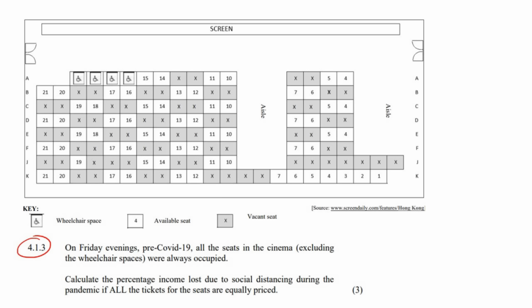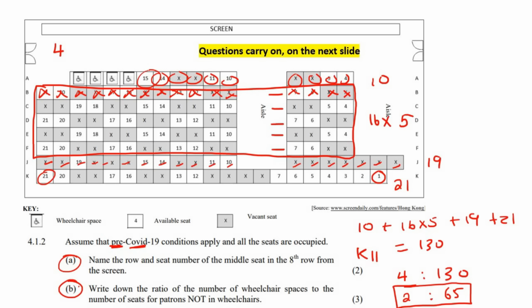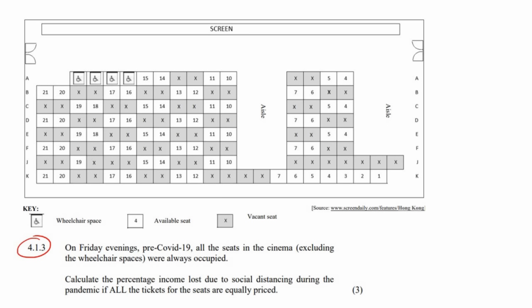This question says that on Friday evenings, pre-COVID-19, all the seats in the cinema were always occupied. Oh, I see now with the previous question that we looked at, it said pre-COVID. That means before COVID. That means that all of the seats were available, and that's why they even counted the ones that have X's on them. I didn't read that properly. So all seats in the cinema were always occupied, except the wheelchair spaces.